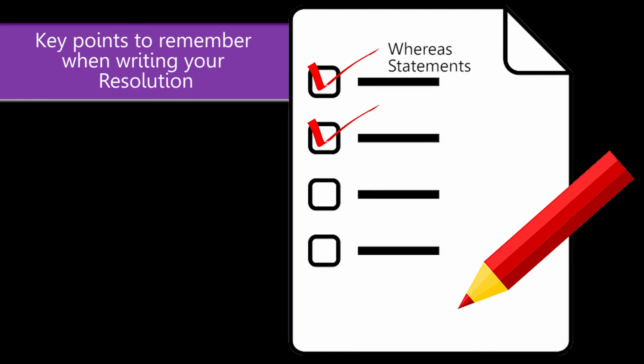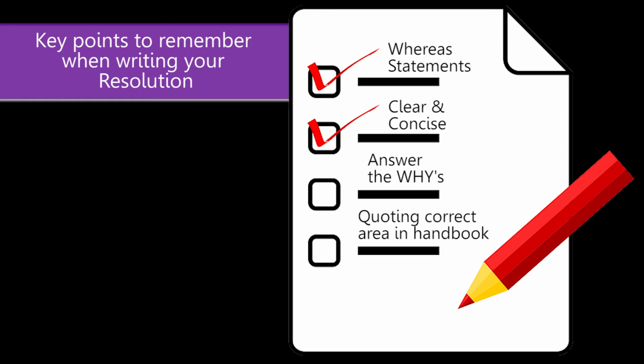So in writing your resolution, what you need to remember are your whereas statements. Your whereas statements actually defend the resolved portion, which is the rule that you want to put forward. So please be clear and concise. Why does there need to be a change? Why does there need to be an addition? Or why do we need to pull back a rule? So please be clear, state that. And then in your resolve portion, you also need to make sure that you're quoting the correct area where this needs to be located.